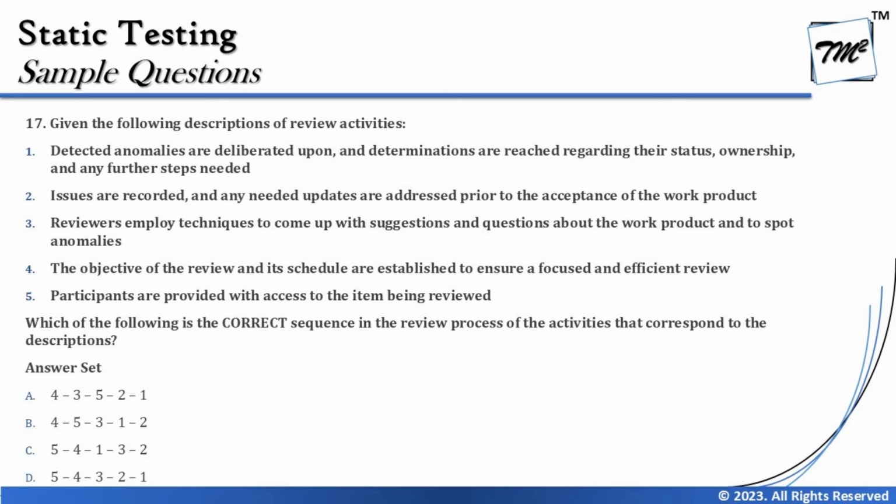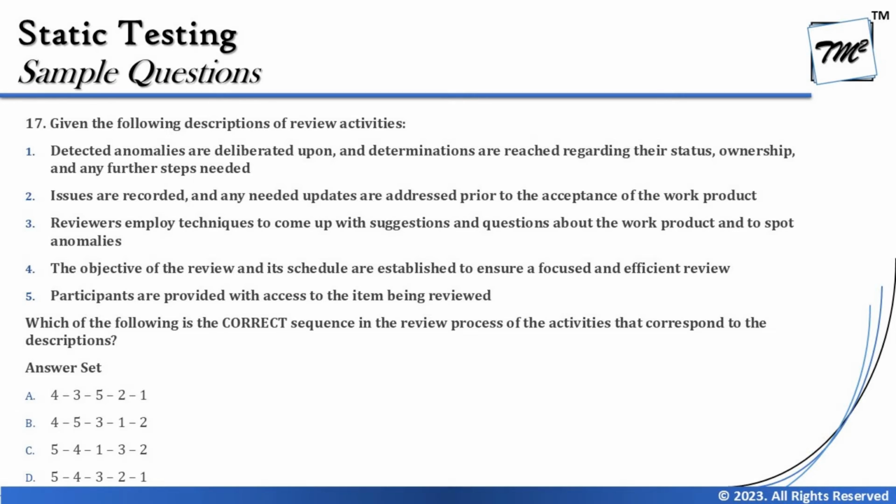Let's move on to the next question. The next question we have is question number 17. Number 17 says, given the following description of review activities, some of the events are listed here. In short, anomalies are detected and deliberated upon for determination. So in simple words, detecting anomalies.